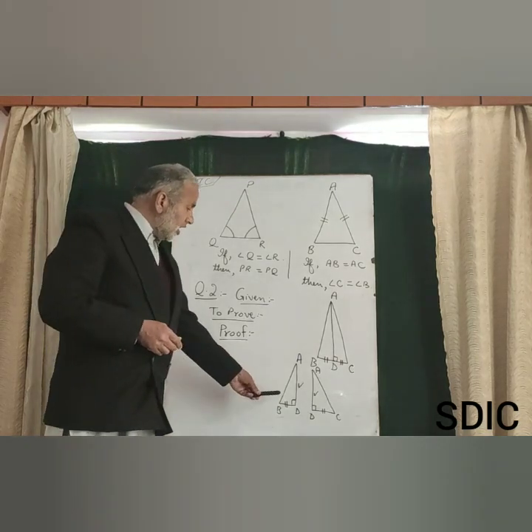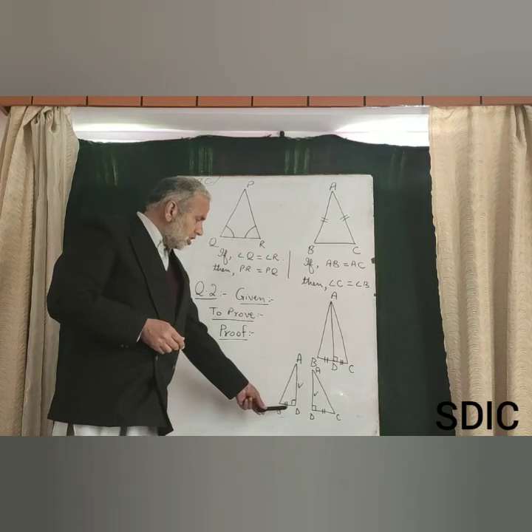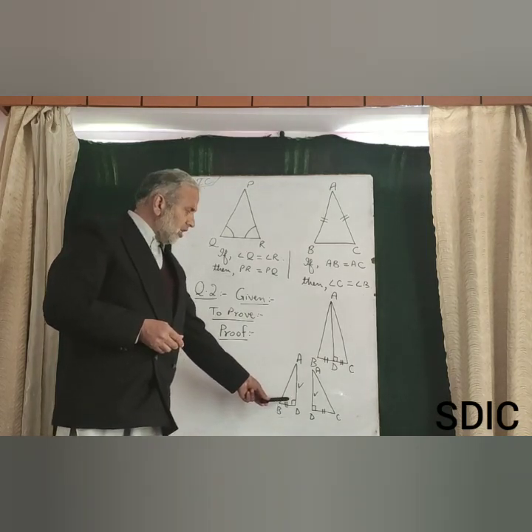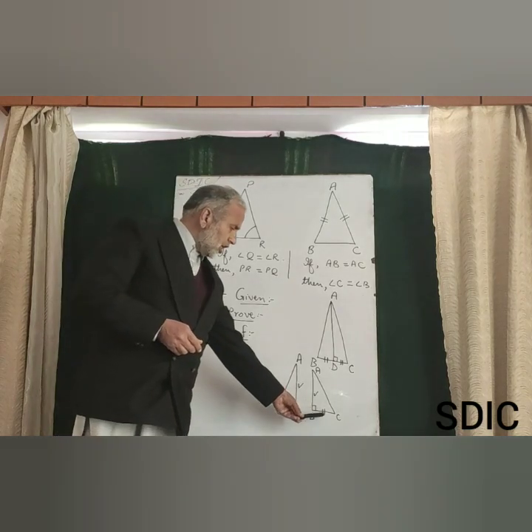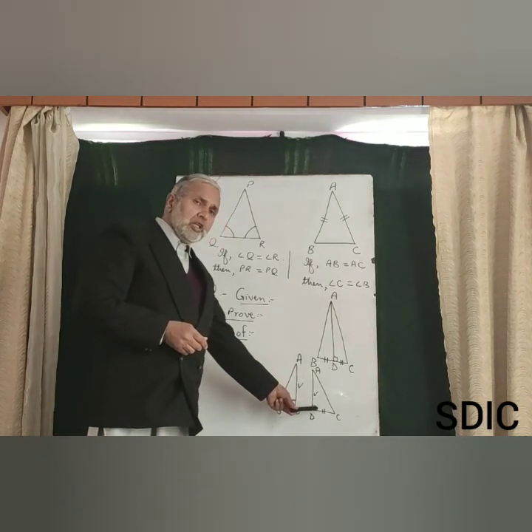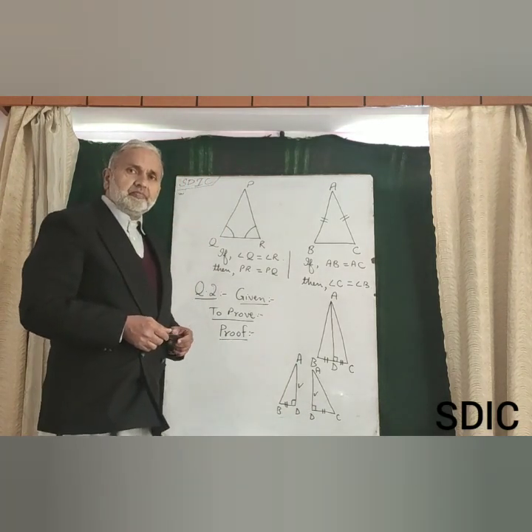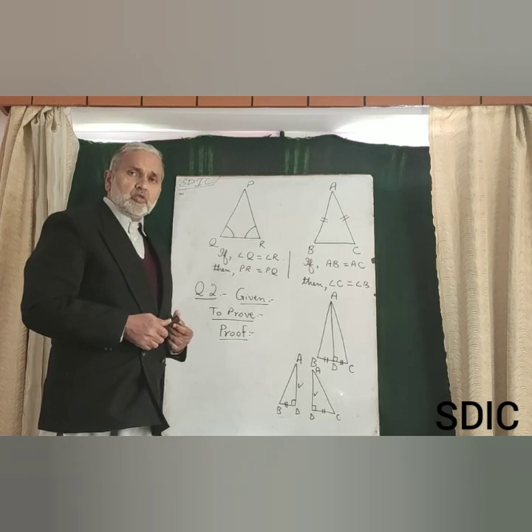We have two sides of one triangle and the included angle: BD side, AD side, and the included angle D from the first triangle, equal to the two sides CD and AD and their included angle. The congruency rule, therefore, is SAS. SAS congruency rule, which is an axiom.